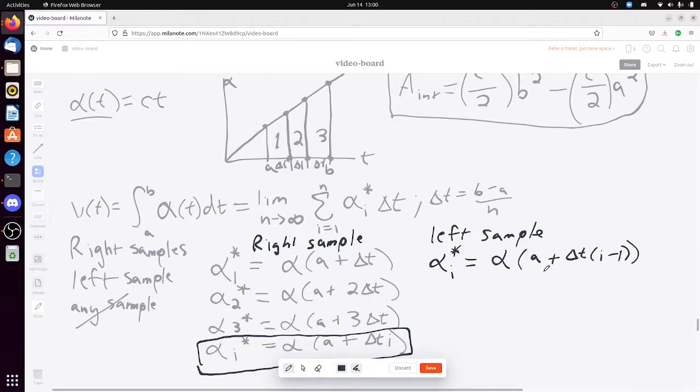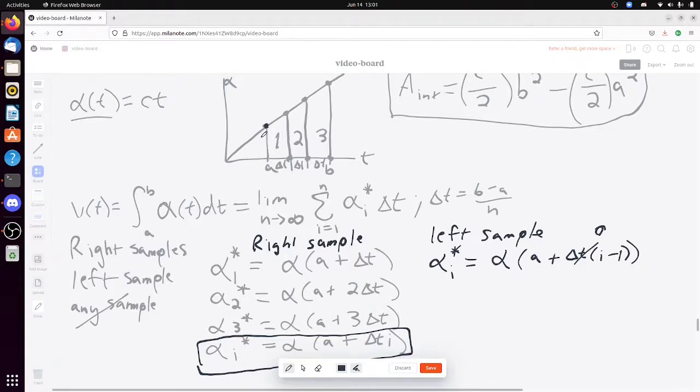Now this should hopefully make sense. So for example, if we're taking the left samples, and this is the first partition, we're not looking at this point anymore. That's the right sample. We would be looking at this sample, the left point. That's obviously just a. So if you plug in I equals 1, what would you get? You get delta t times 1 minus 1. This is 0. So this whole thing would simplify to 0, and you'd be left with a, which is what we want.